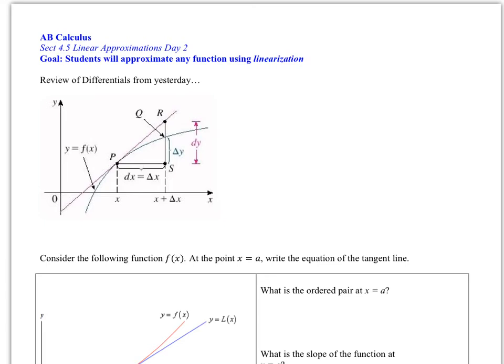Alright, so 4.5, day number 2, linear approximations. You'll be able to approximate any function using linearization.